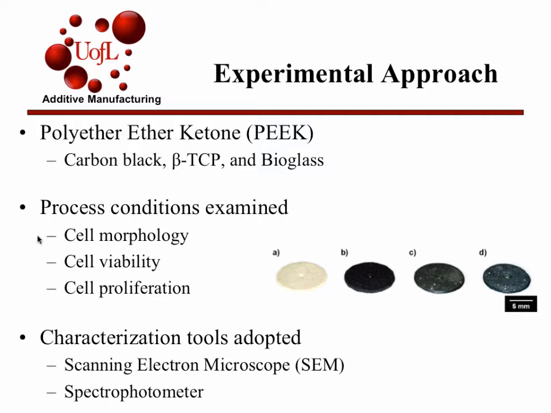So you see here the one on the left is just pure PEEK, A here. B is PEEK mixed with carbon black. C is PEEK, carbon black, and beta tricalcium phosphate. And D is PEEK, carbon black, and bioglass. The process conditions examined in this experiment were cell morphology, cell viability, and cell proliferation. And the tools used to measure these were the scanning electron microscope and a spectrophotometer.